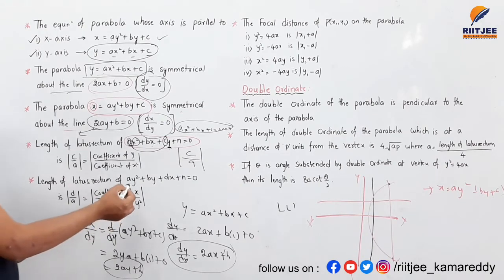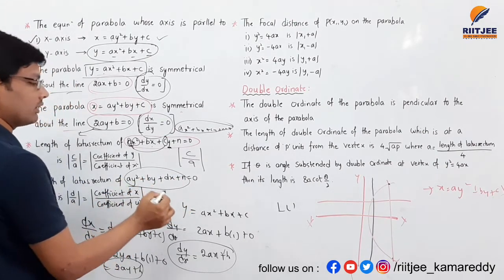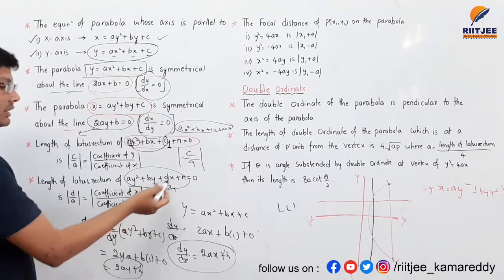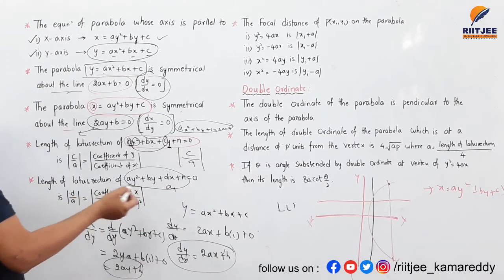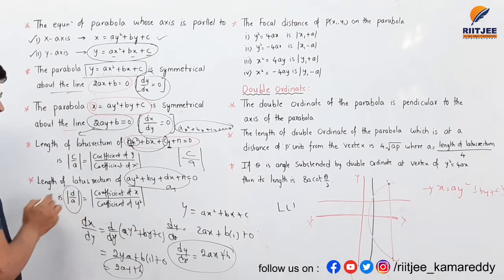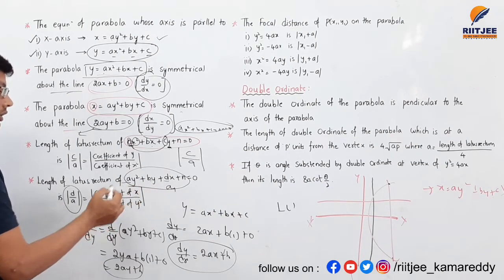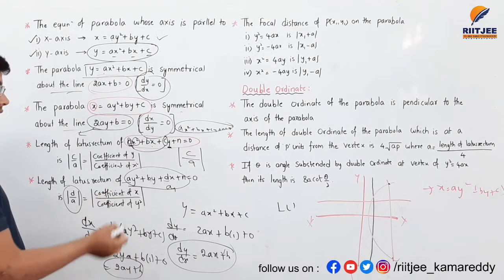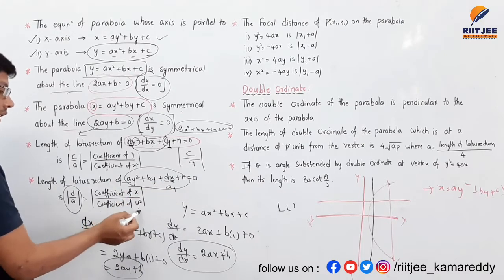And the length of the latus rectum of the equation a y square plus b y plus d x plus n is equal to 0 will be the modulus value of d by a. So similarly, it is the coefficient of x over the coefficient of y square.